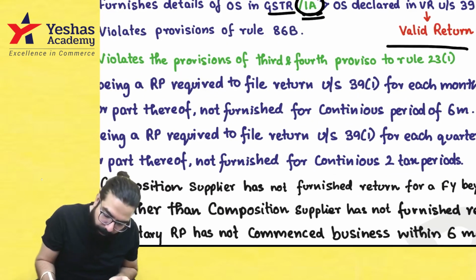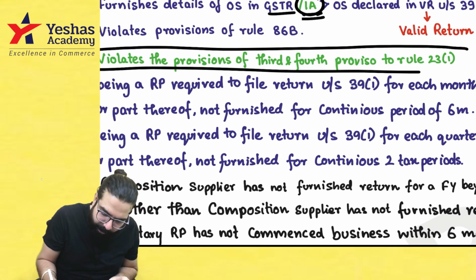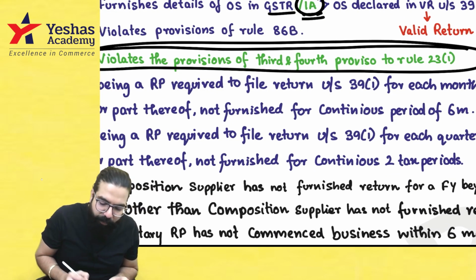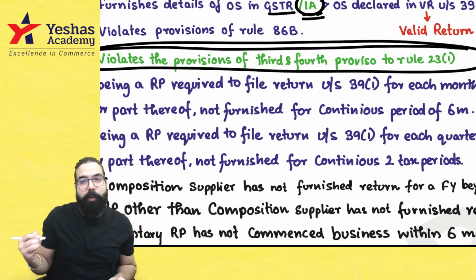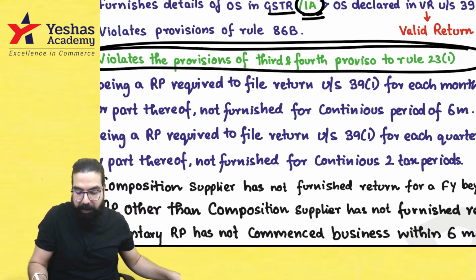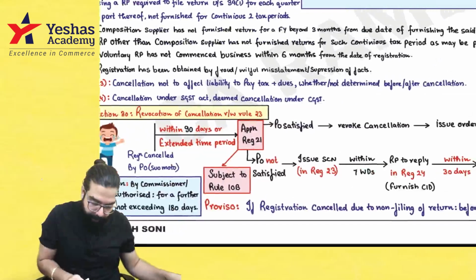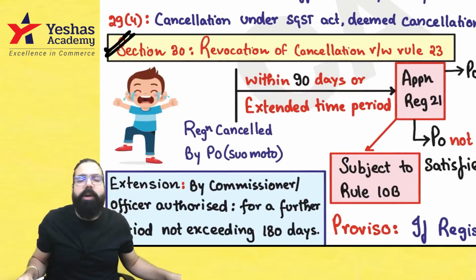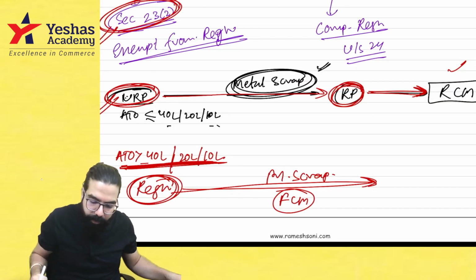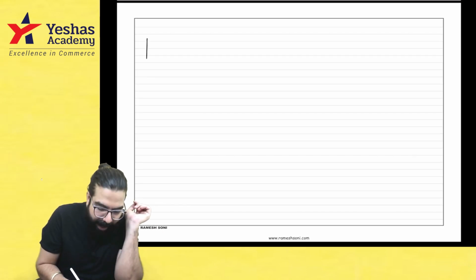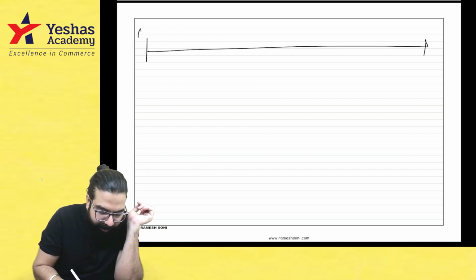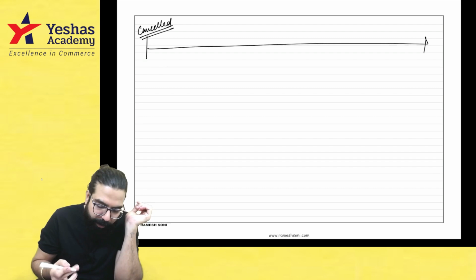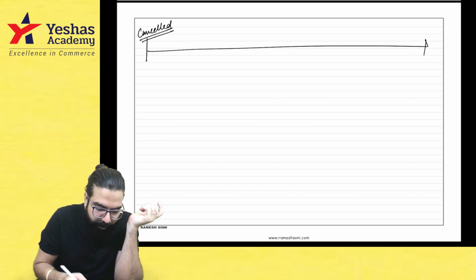Now here one more point has been added that your registration can be cancelled if you violate the provision of third and fourth proviso to rule 23(1). Sir, we did not understand. Listen. When you go ahead and file for a revocation, no? Listen. So, sir, what happened? No, I went ahead, my registration was cancelled. Listen carefully, everyone. Your registration was cancelled.